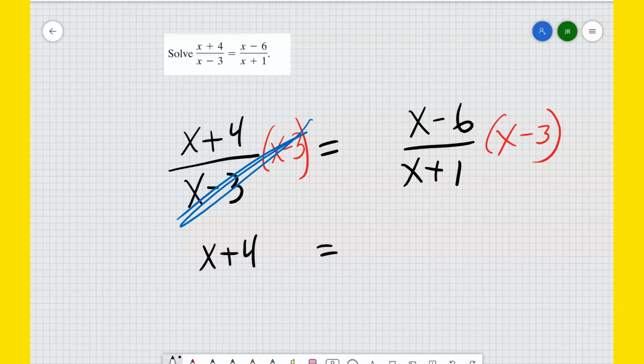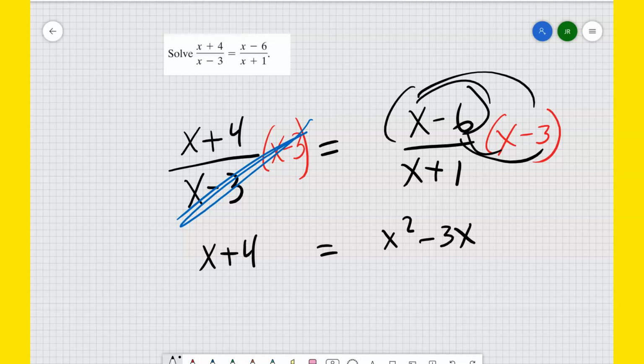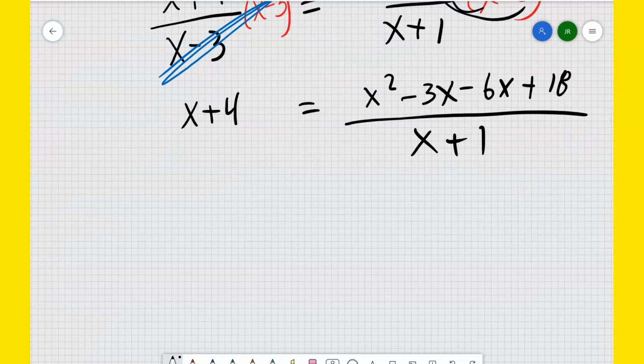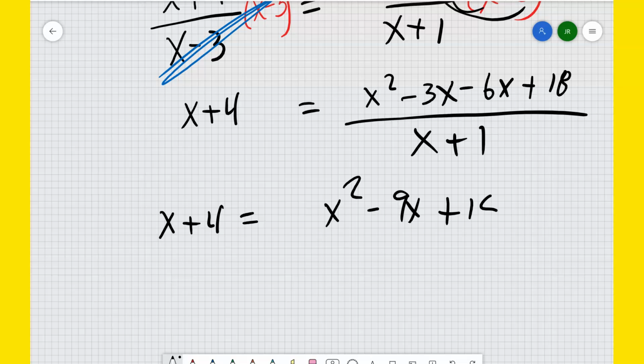equals, it doesn't cancel here, so I've got to distribute everything. I got to do the full method here. I got to distribute everything. It's going to give me x squared minus 3x minus 6x plus 18 over x plus 1. All right, let me clean that up a little. It's x plus 4 equals x squared minus 9x plus 18 over x plus 1.